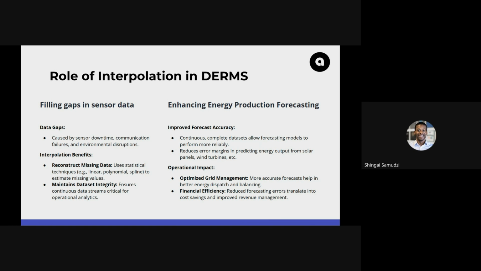It's also really important if you are a utility, like a municipality or a municipal distributor or a municipal utility company as well, right? You need these continuous or complete data sets that allow your forecasting models to actually perform reliably. And this also helps reduce the error margins when you predict your energy output from your solar panels, from your wind turbines, et cetera.